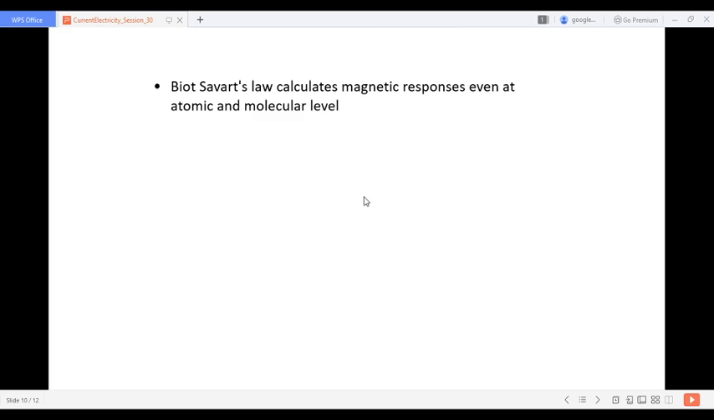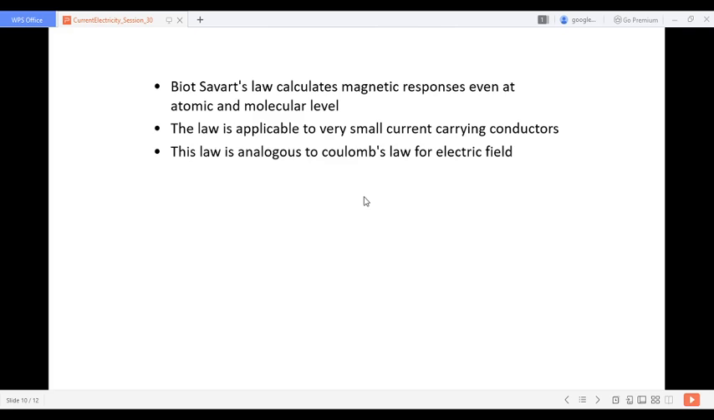Biot-Savart's law is helpful in finding out the magnetic responses even at the atomic and molecular level. This law is applicable to very small current carrying conductors. This law is analogous to Coulomb's law in electric field.